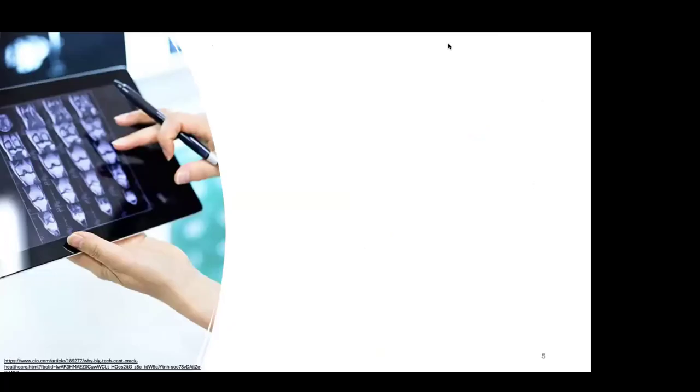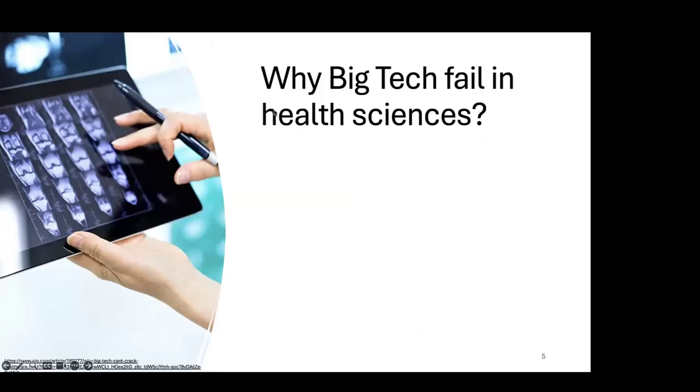So this is an interesting piece of information where I want to show why big tech fails in health sciences. The healthcare sector is not easy to work with. Why not? So let's see some examples, and that way you will get to know.